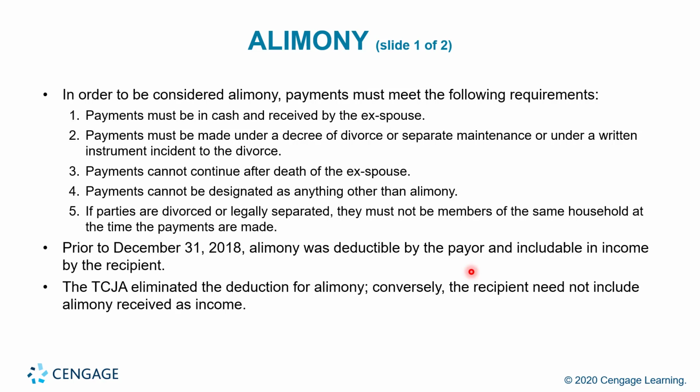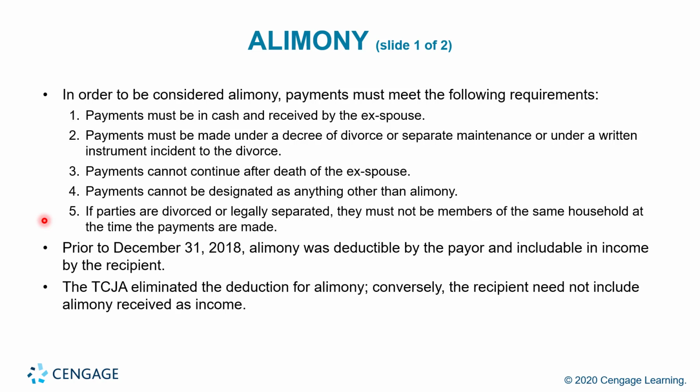Alimony. In order to be considered alimony, payments must meet the following requirements. A payment must be made in cash and received by the ex-spouse. A payment must be made under a decree of divorce or separate maintenance or under a written instrument incident to the divorce. Payments cannot continue after the death of the spouse. Payments cannot be designated as anything other than alimony. And if parties are divorced or legally separated, they must not be members of the same household at the same time payments are made.